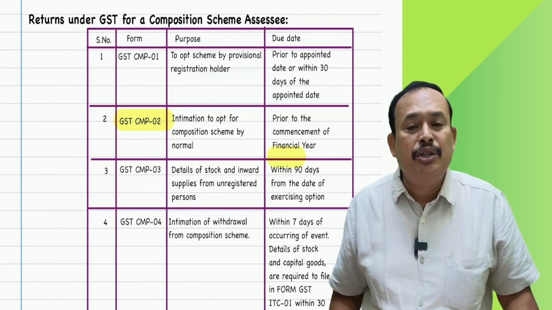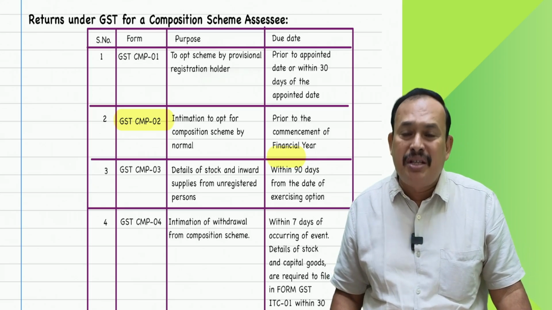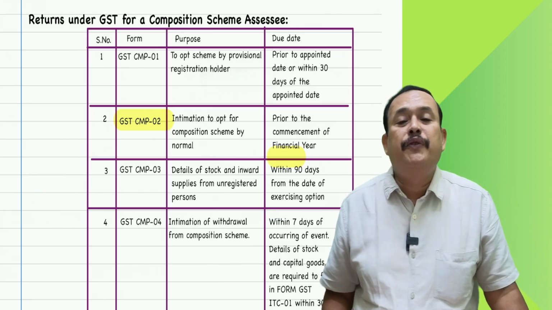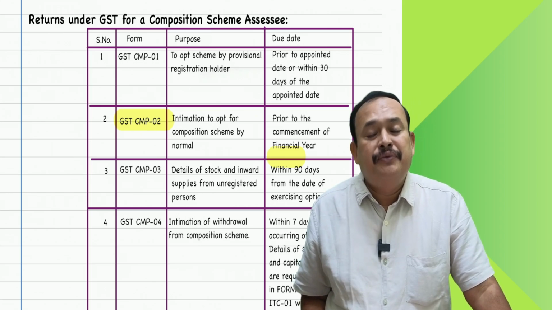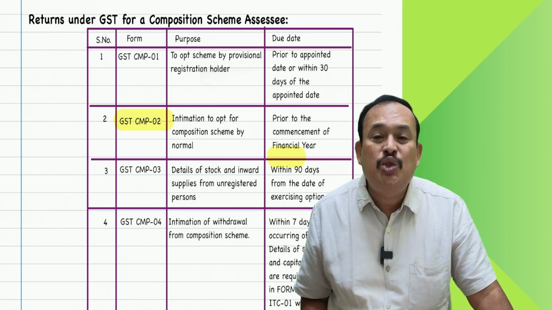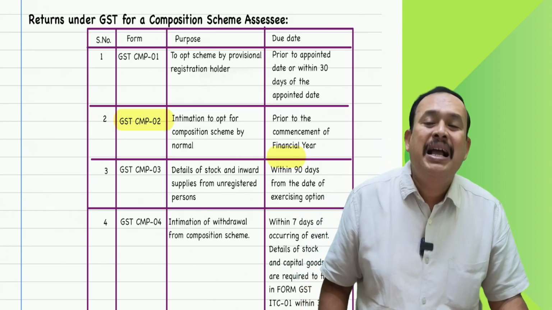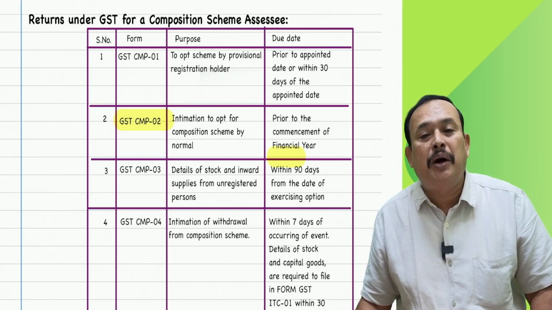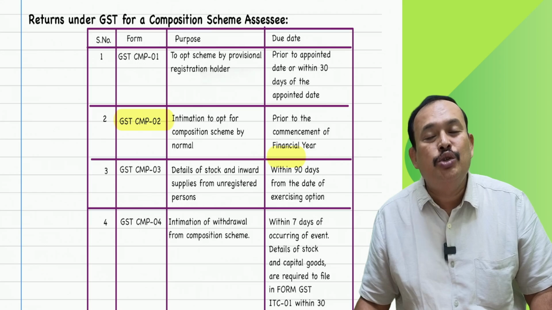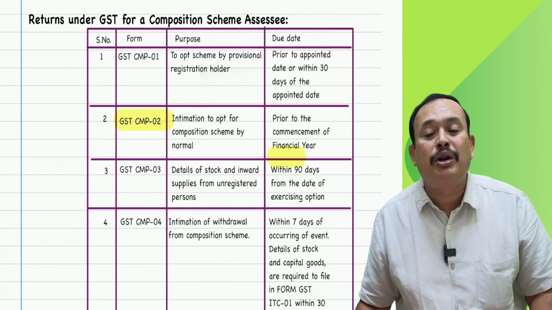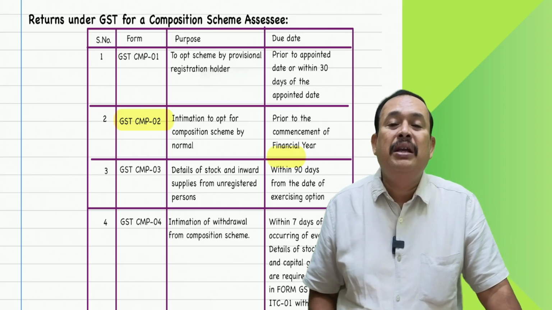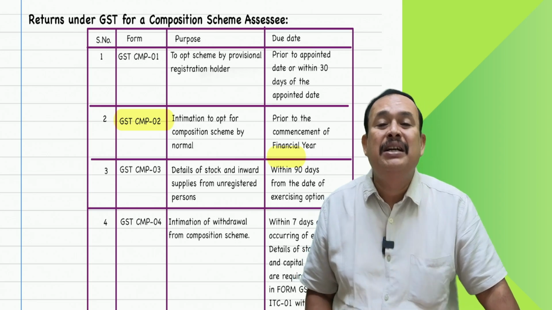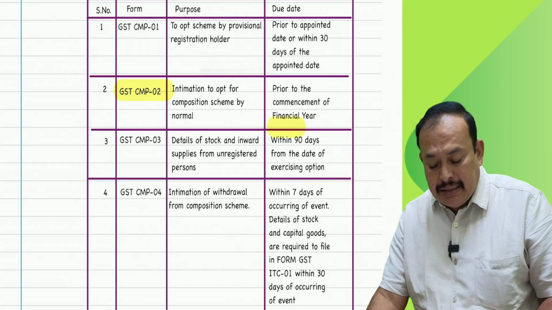Further, CMP-03. When you go for the composition scheme, you are not eligible to avail input tax credit. Therefore, before the 1st of April, whatever stock is available in the organization as on 31st of March, the stock details should be submitted in the form GST CMP-03 to the Department of GST through the network portal. At the same time, you must ensure that you do not avail the credit from day one you opt for the scheme. Further, CMP-04.